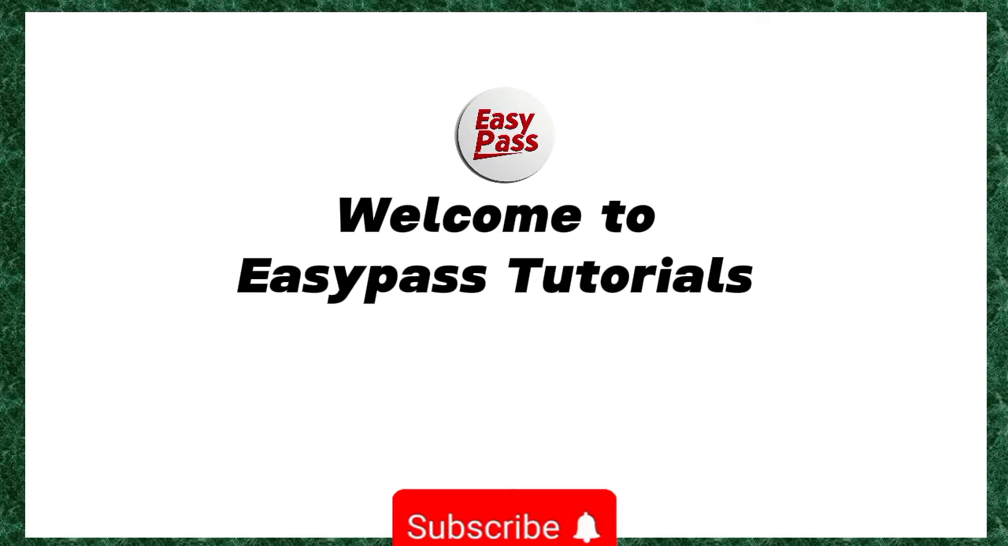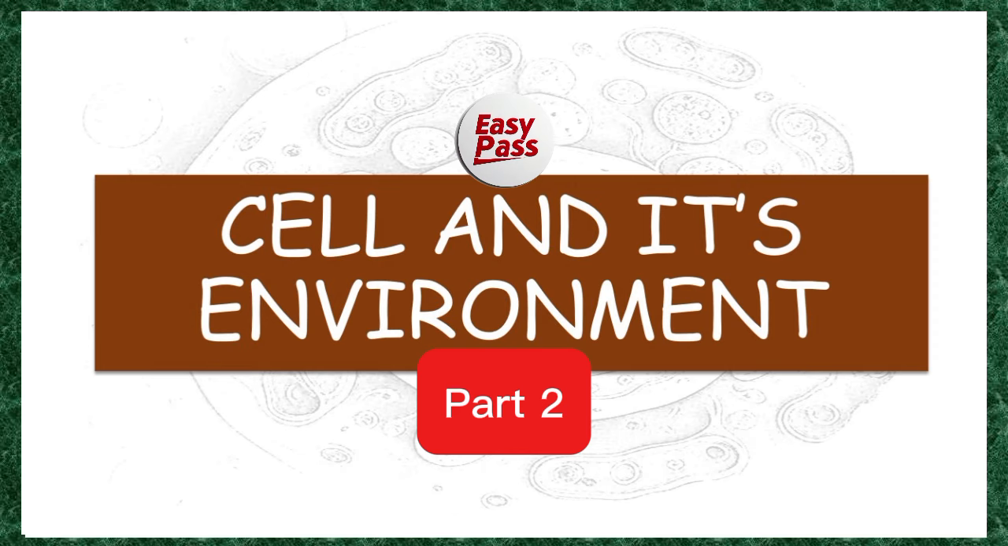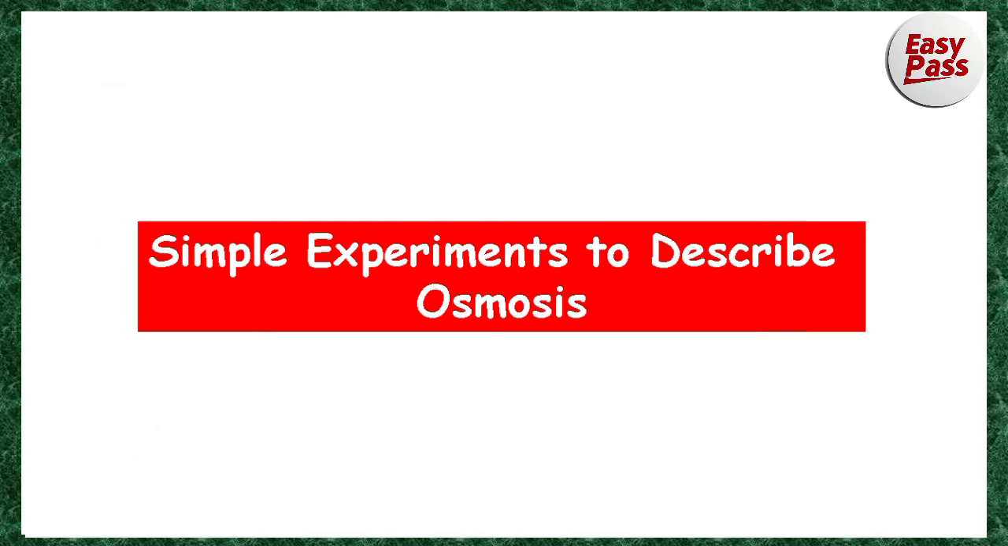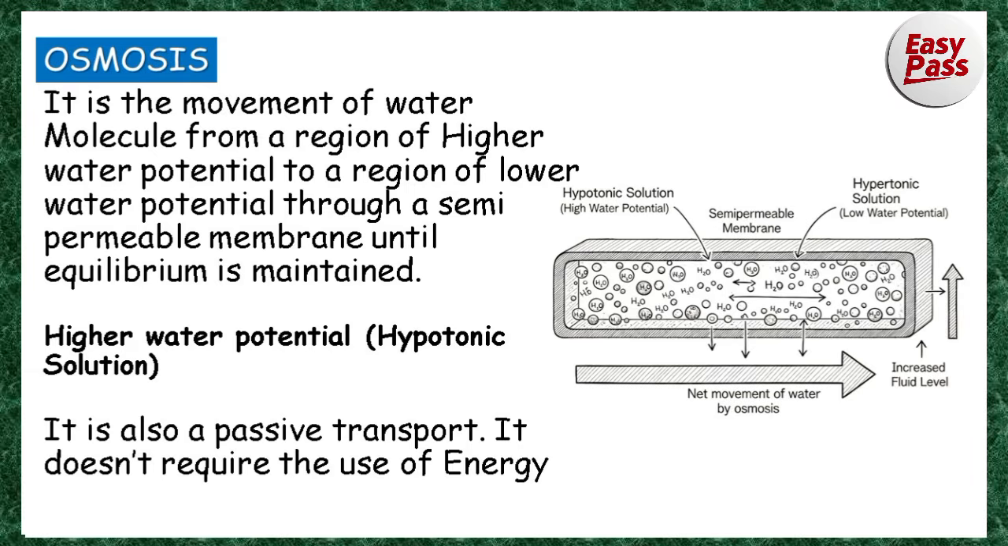Welcome back to the class on the cell and its environment. This class will be describing a simple experiment on osmosis. And don't forget that osmosis is the movement of water molecules through a semi-permeable membrane from a region of higher water potential to a region of lower water potential.